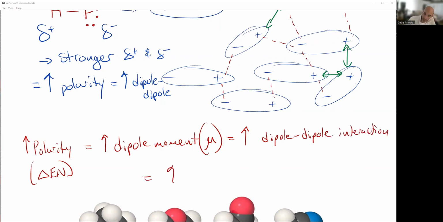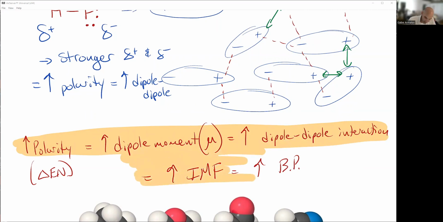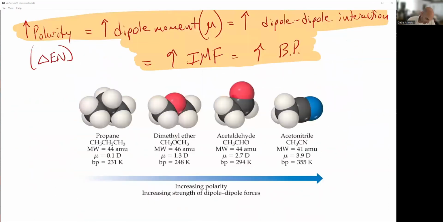Which equals an increase in intermolecular forces, which ultimately means we have an increase in boiling point, if that's the property that we're looking at. So that is the overall gauge of, all right, if I have to choose between two with dipole-dipole interaction, which one happens to have the strongest pull? Which one is the strongest dipole? That's going to give us the best answer. And we can see that here.